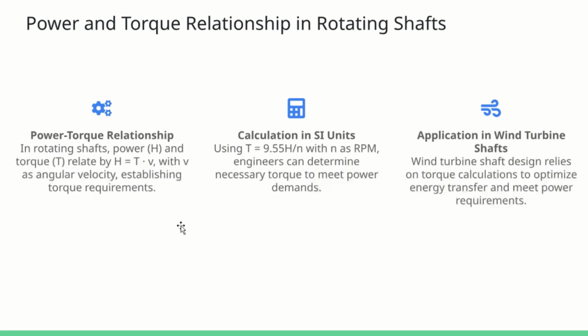So, torque and power relationship in a rotating shaft. In a rotating shaft, power H and torque T relate by H equals T times omega, where omega is the angular velocity, establishing torque requirements. Calculation in SI units uses T equals 9.55 H over n, where n is in RPM, revolutions per minute. Engineers can determine the necessary torque to meet power demands. For example, application in a wind turbine shaft: wind turbine shaft design relies on torque calculation to optimize energy transfer and meet power requirements.